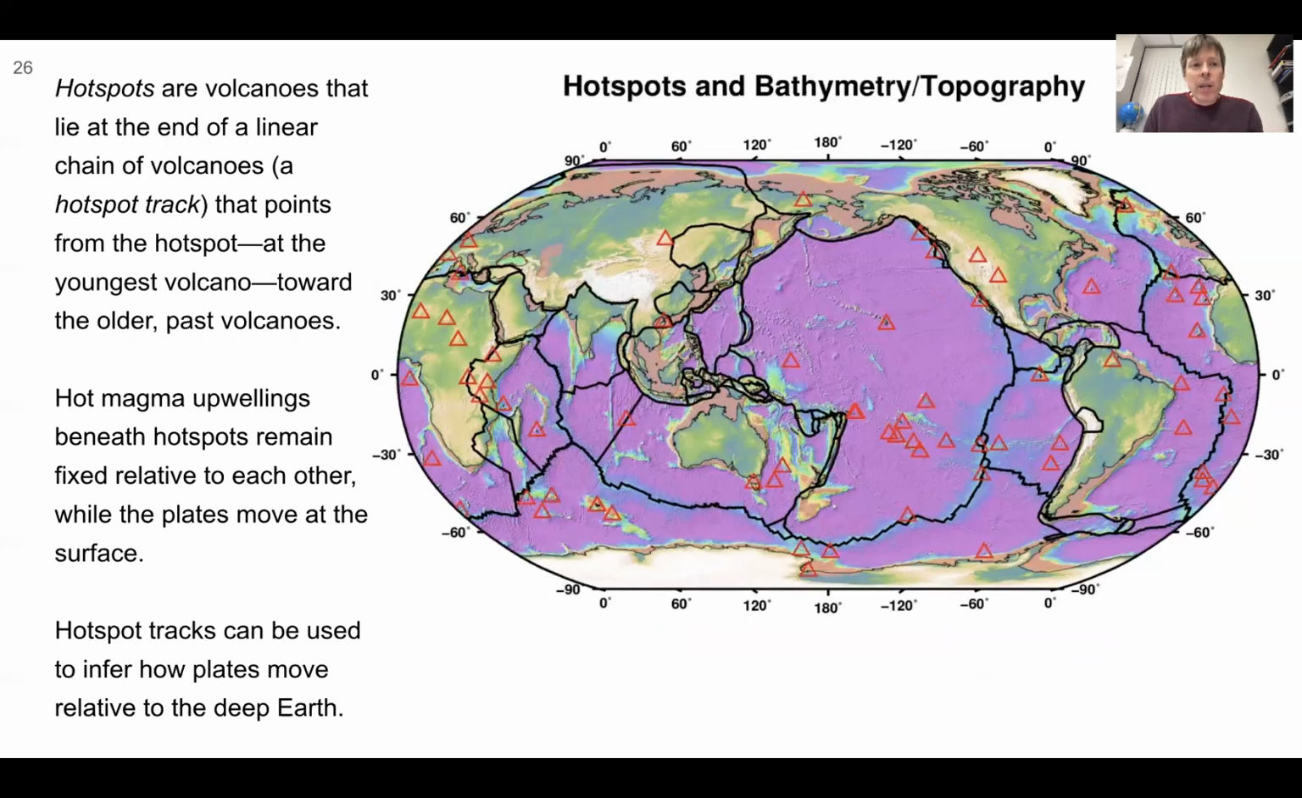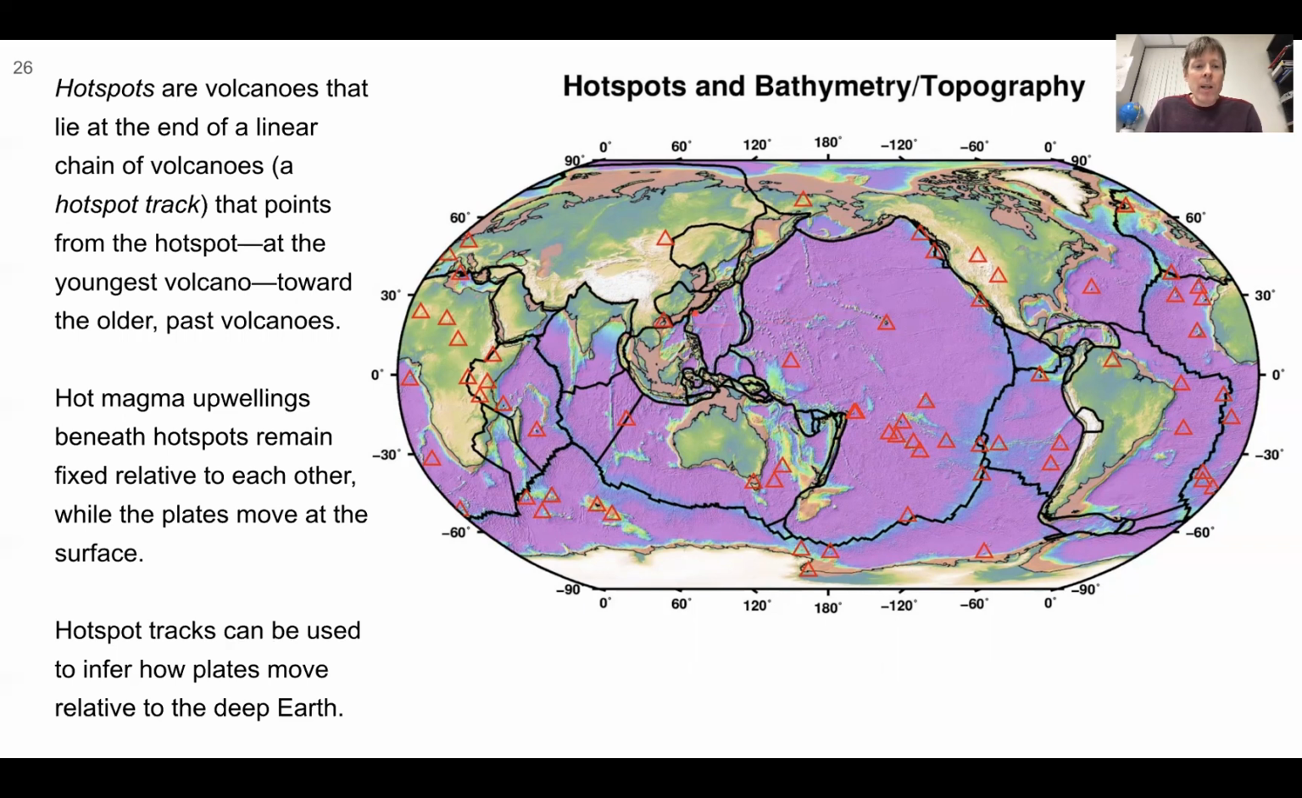So hotspots are volcanoes that lie at the end of a linear chain of volcanoes. Let's start by looking at Hawaii. That is the hotspot track that points from the hotspot, which is at the youngest volcano, towards the older past volcanoes. So the hotspot, sort of where volcanism is now, say Kilauea in Hawaii erupting away, it's in the news on and off, and you can point the hotspot track toward the older volcanoes, and we'll revisit this.